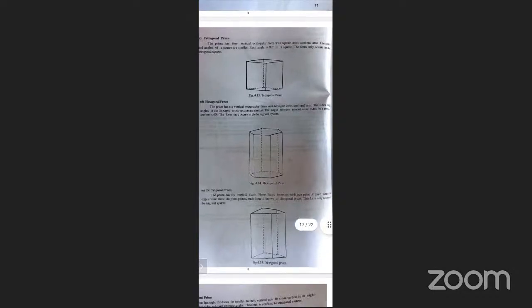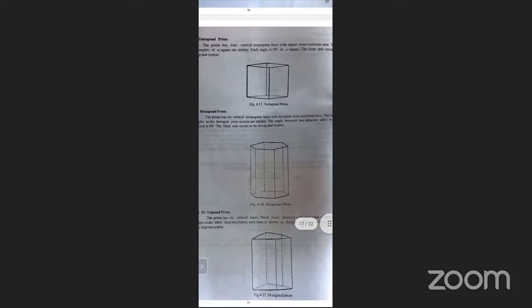The tetragonal prism has 4 vertical rectangular faces. See here, this picture. It has 4 vertical rectangular faces. You see here, this is the first side, second, third, and fourth. 4 faces, the vertical rectangular faces, per pair.